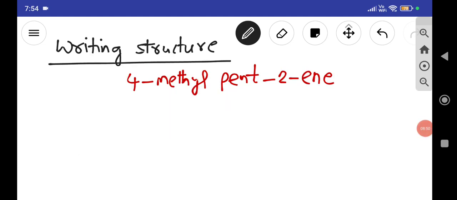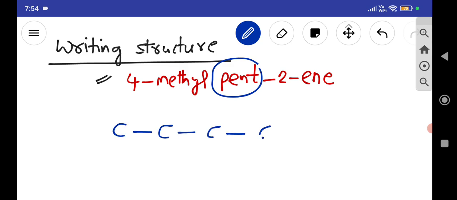So in the second type of question, they'll give you the IUPAC name and ask you to write the structure of this. For this also, first and foremost thing, you have to see the root word. So pent indicates 5 carbons, so write 5 carbons like this. Then from any side you can give the numbering.